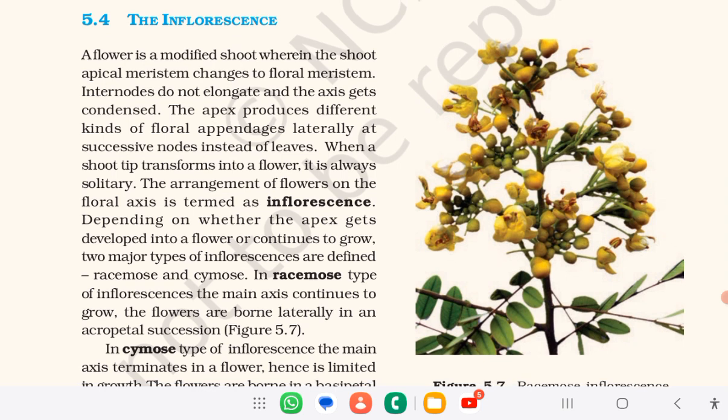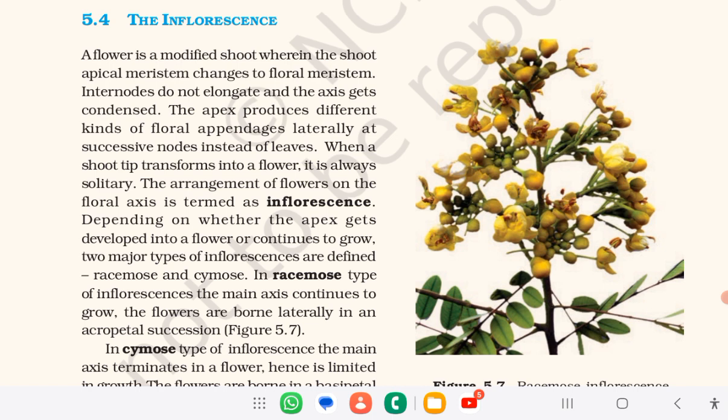5.4 Inflorescence. A flower is a modified shoot wherein the shoot apical meristem changes to floral meristem. Internodes do not elongate and the axis gets condensed. The apex produces different kinds of floral appendages laterally at successive nodes instead of leaves. When a shoot tip transforms into a flower, it is always solitary. The arrangement of flowers on the floral axis is termed inflorescence.